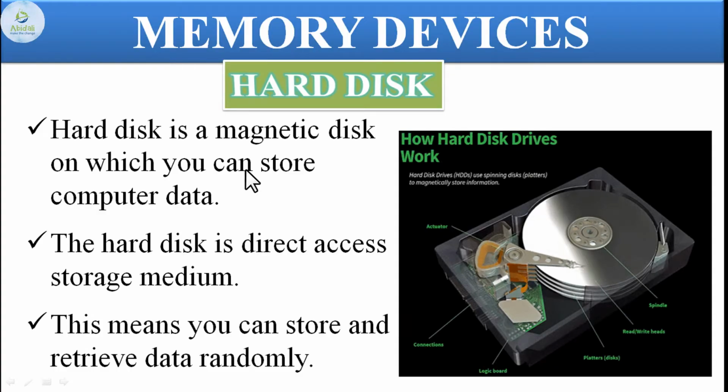Moving to the category that we were talking about in the previous slide, that is the hard disk, or simply we can call it a disk drive. The hard disk is a magnetic disk on which you can store computer data or information. So the hard disk is a direct access storage medium. This means you can store and retrieve the data randomly, so you can read and write the information directly.